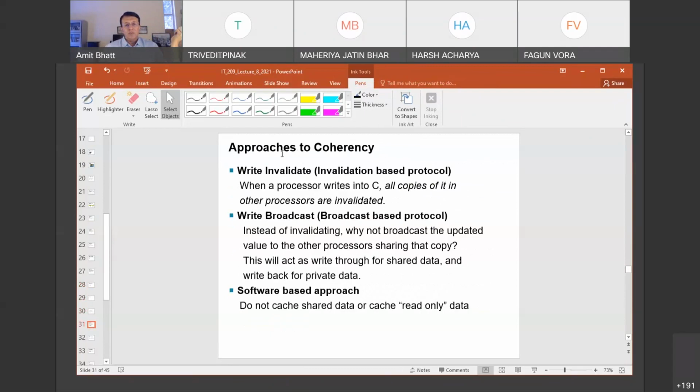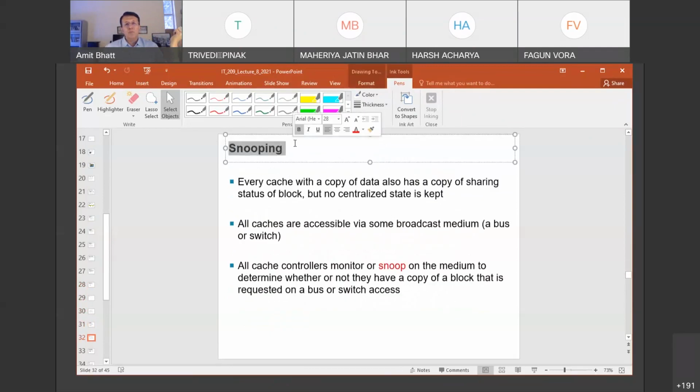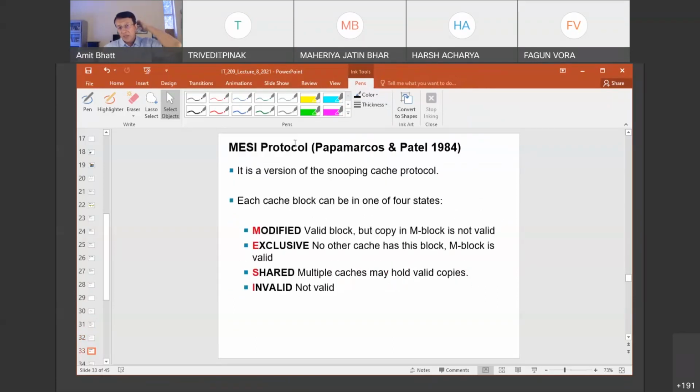So let us go down to the snooping protocol. The only thing I want you to remember here is how the snooping protocol works. Now you will be happy to know that Mr. Janak Patel of UIUC was instrumental in coming up with this MESI protocol. The MESI protocol has 4 flags to be given to each block. Now a block can get the M flag. M means modified.